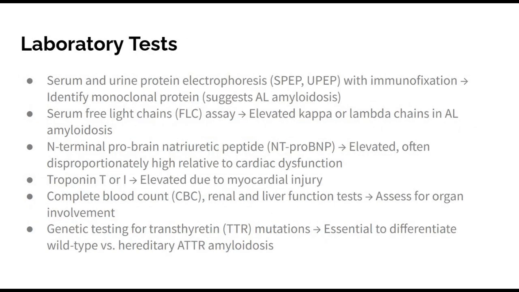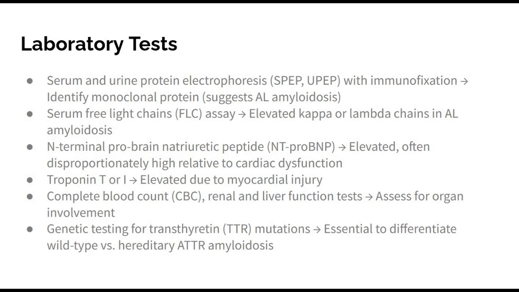Step 2. Laboratory tests. Once clinical suspicion is raised, targeted serologic testing is the next step. Serum and urine protein electrophoresis with immunofixation to assess for monoclonal protein production in AL amyloidosis, and serum free light chain (FLC) assay to evaluate for abnormal kappa or lambda light chains.